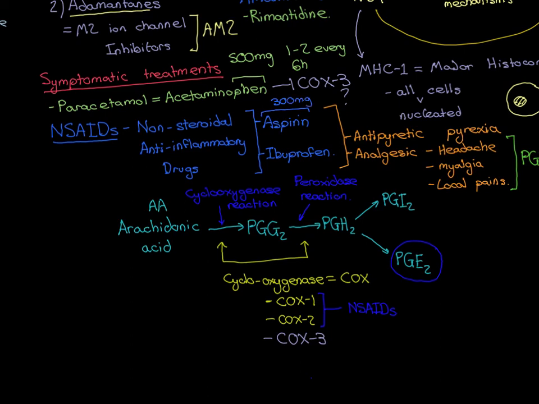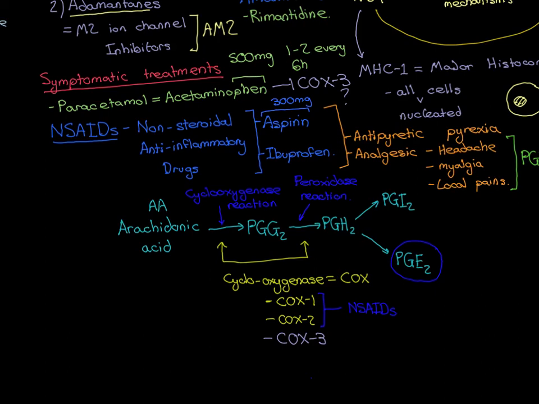If you're buying it for heart attack or stroke prophylaxis, then it will be in 75 milligram tablets because you're going to be taking it long term, whereas for flu you shouldn't be taking it long term, you should just be taking it for a few days, and therefore you can take it in these higher doses.